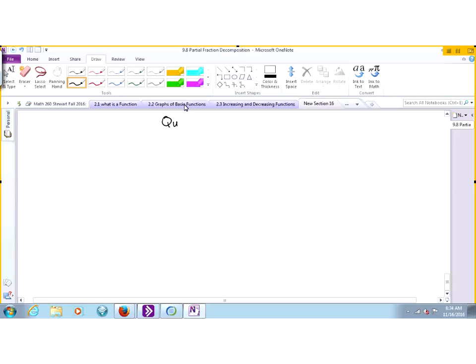So this is quiz 5, I think. Math 260, quiz 5. Can you make sure to write your name? And today's date is 11/16. All right. So 2 problems. One is write the partial fraction decomposition.